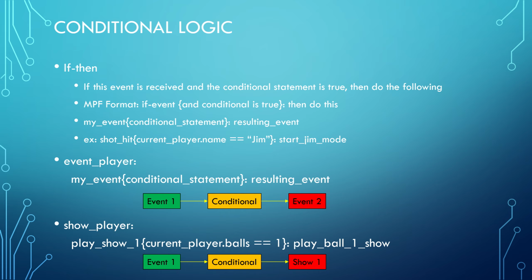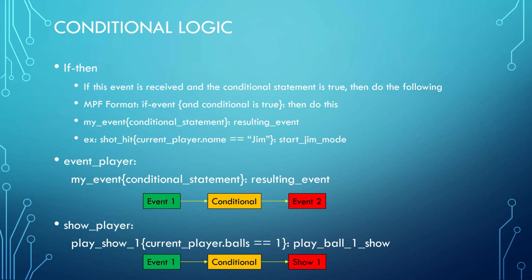First off, conditional logic in MPF is pretty simple. It's just if-then logic. So if this event is received and the conditional statement is true, then do the following. So you'll see the MPF format. On the left-hand side of the colon, you'll have an event that you're listening for, and then you'll have these brackets, and the conditional will have to go in there. If it's true, then you're going to do the thing on the right. If it's inside an event player, you're going to do an event. And if it's inside something like a show player, you're going to do a show.